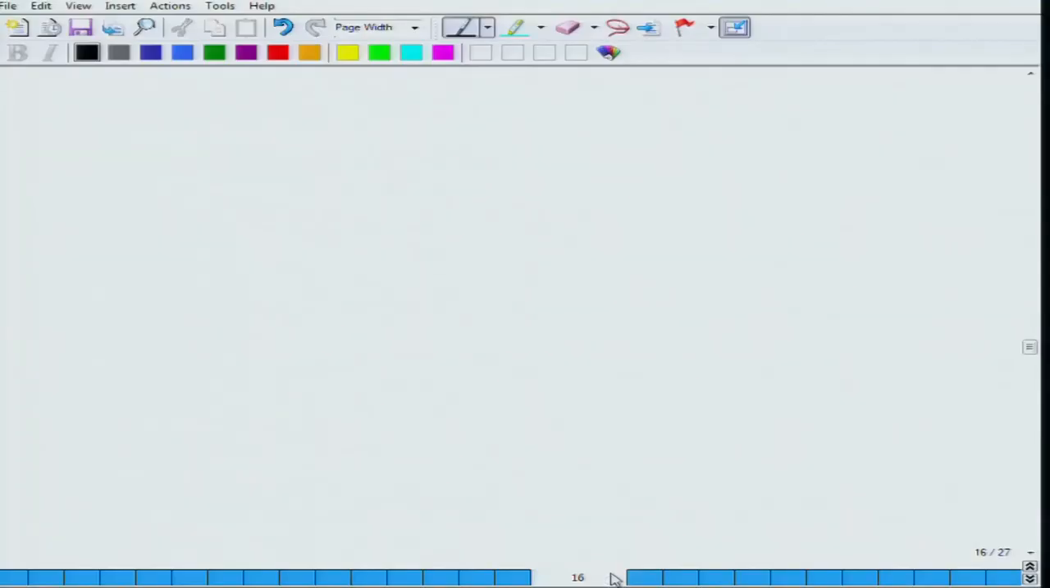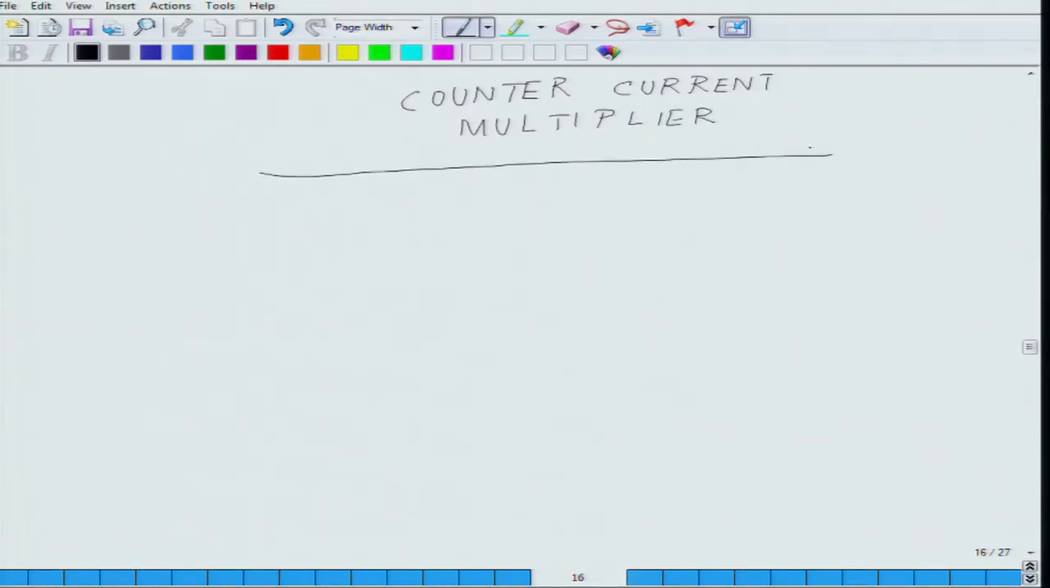Okay, so let's move on to counter current multiplier. So what essentially is counter current multiplier? So let's think of two tubes here.